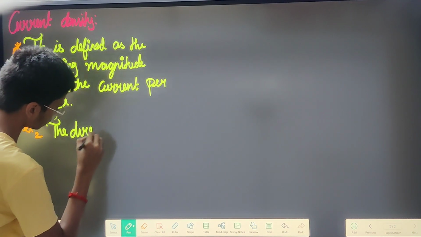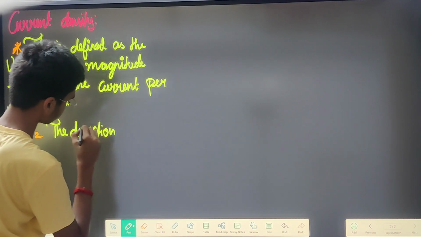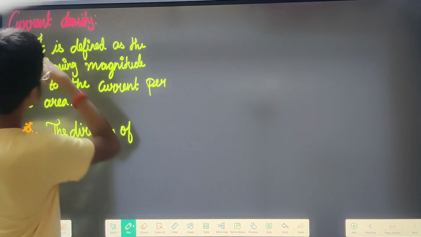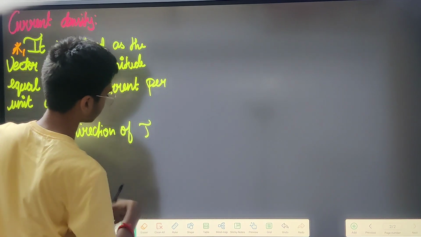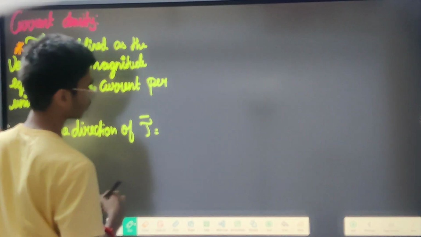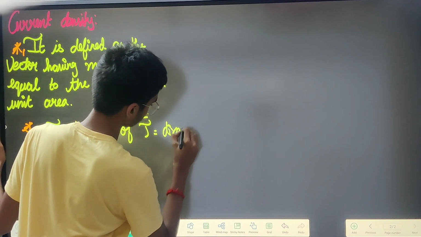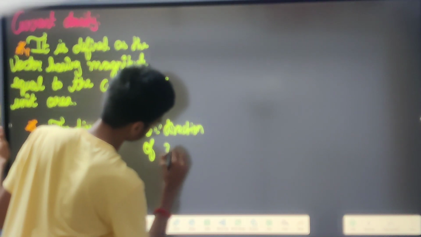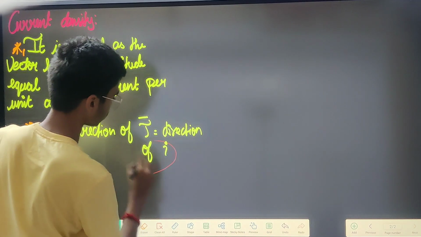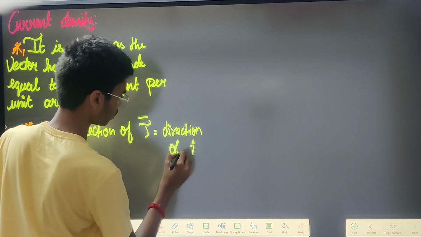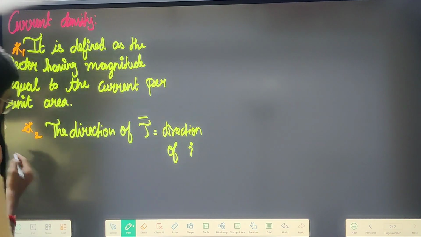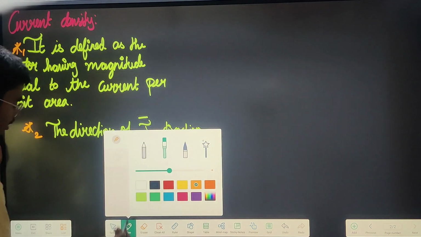The direction of current density, which is represented as J, is the same as the direction of current. This is also a point that we all know, right? Perfect.